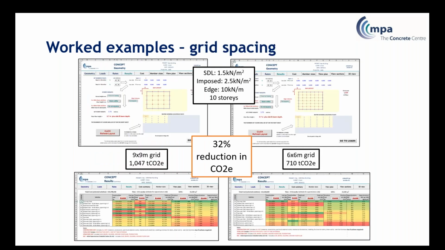In this first example, I am looking at the impact of grid spacing. I've compared two buildings with the same footprint, which is 36 by 36 metres. One has columns spaced at 9 metres and the other columns spaced at 6 metres. It's a 10-storey building with residential loading, and we can see that if we use 6-metre spans instead of 9 metres, for a two-way slab, we can reduce the depth from 195 millimetres to 125 millimetres, which would result in a 32% reduction in embodied carbon.